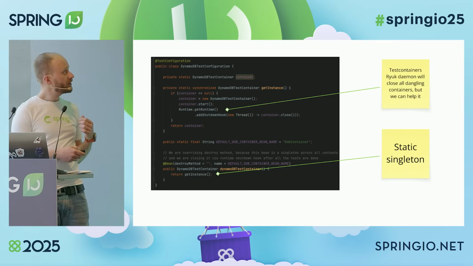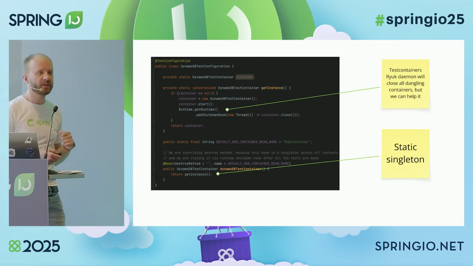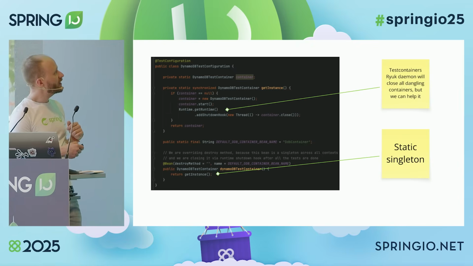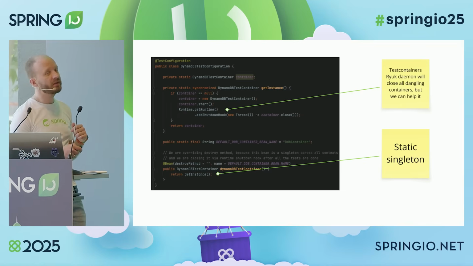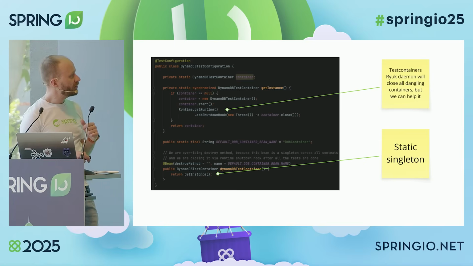So let's consider a sample configuration for such a bean. This is a classic singleton. You can see that this is a synchronized method that is initializing the container not more than once. And we expose it in a bean method of the test configuration.